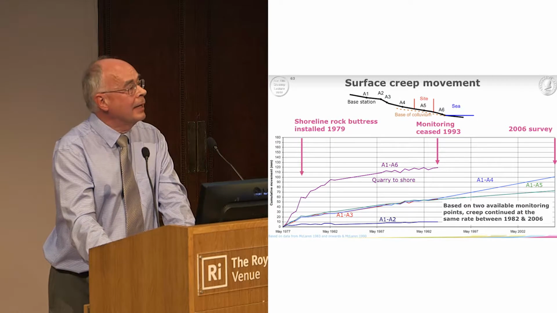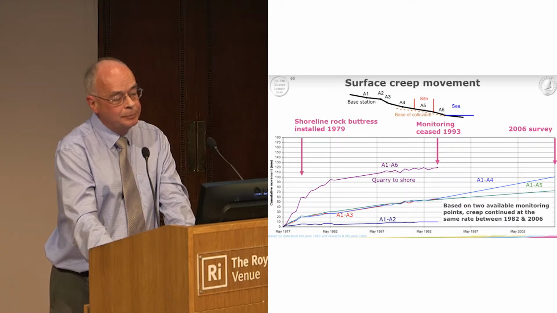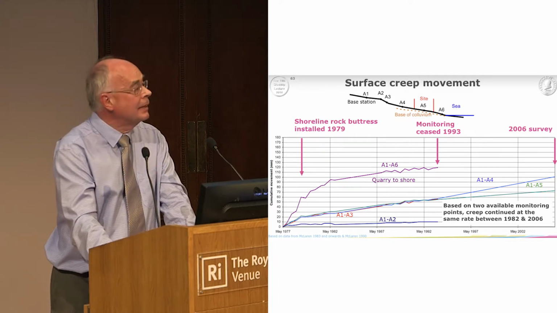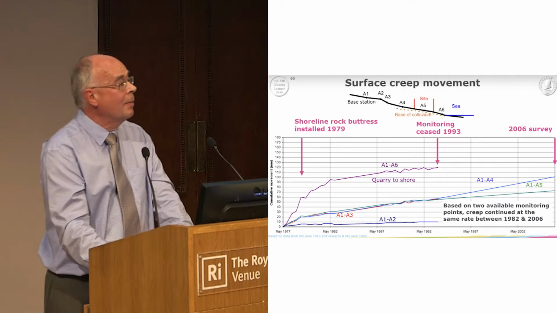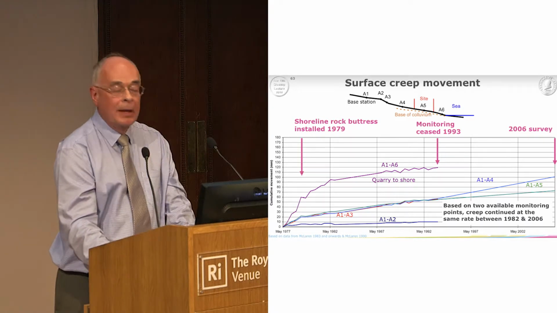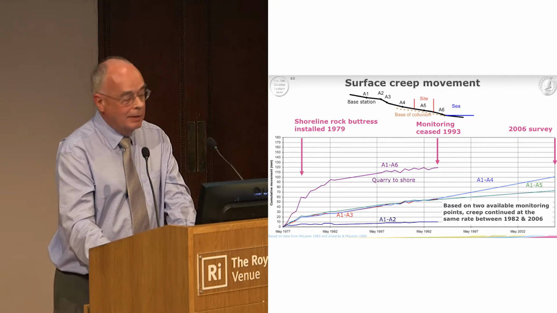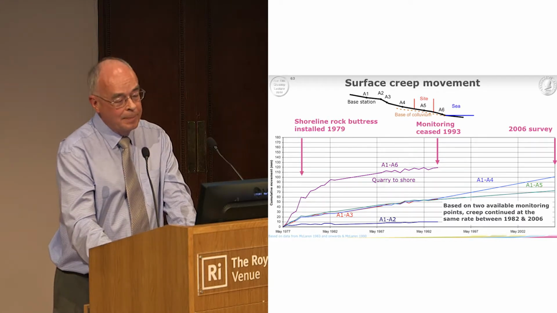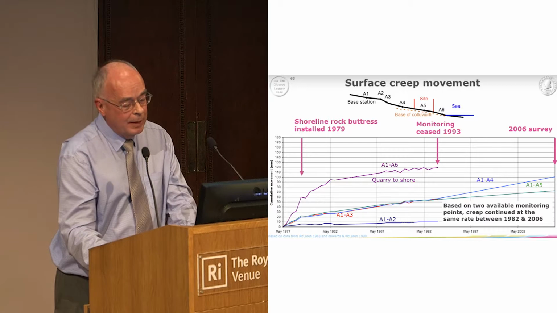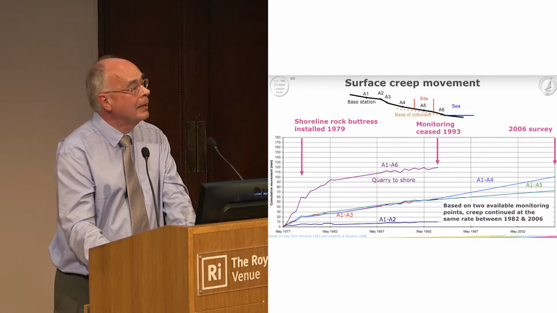And these are McLaren's data plotted for line A, the line that had the biggest movement. At the top is base station A1, at the bottom is A6, the one by the sea that moved the most. The top line on that graph shows how after 1979 the rate of movement actually declined. It stayed roughly the same up until 1993 when they stopped monitoring it. The same goes for A2 and A3 and A4 and 5 further down the page.